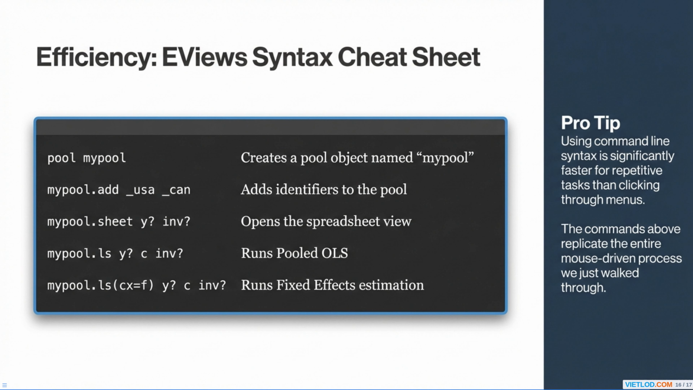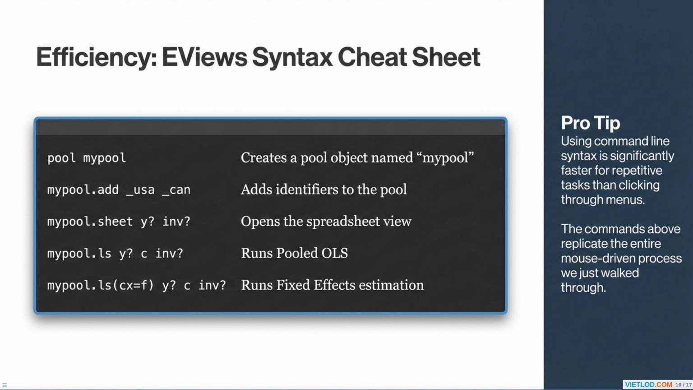For repetitive tasks, or for the sake of reproducibility, using the EViews command line is significantly faster than clicking through menus. This cheat sheet shows the commands to replicate our entire analysis. The command pool mypool creates a pool object named mypool. Next, mypool.add USA CAN adds specific identifiers to this pool.